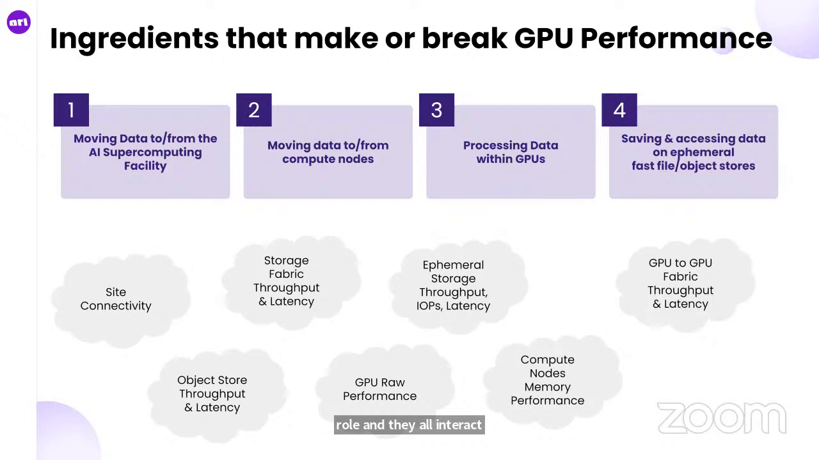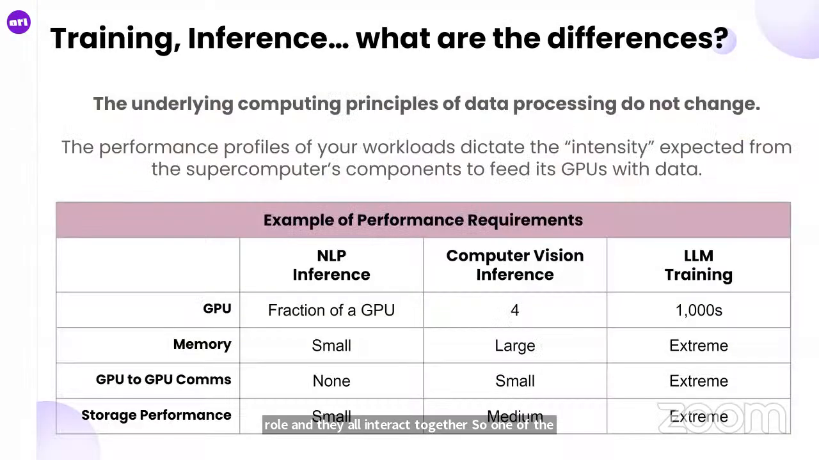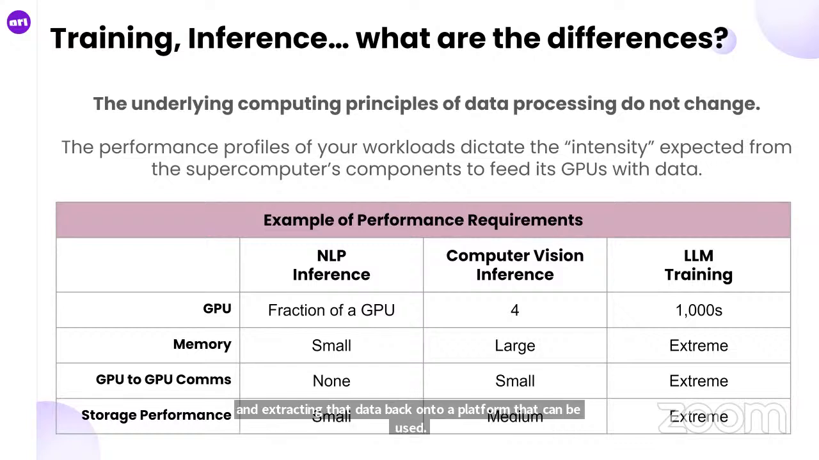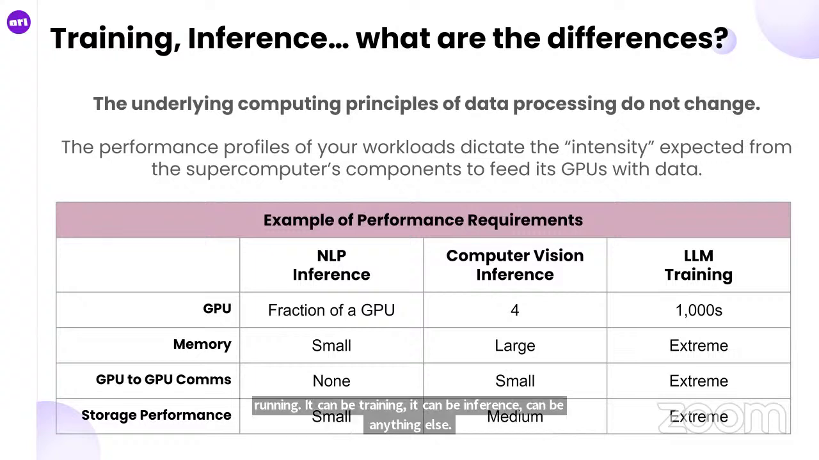So one of the questions that was raised when I presented this slide to some of my colleagues was, but what are you talking about here? Are you talking about training? Are you talking about inference? I'm actually talking about all of it, because I'm looking again at a supercomputer as a data processing facility. The type of workload does not really matter. The fundamentals of feeding data to the GPUs and extracting that data back onto a platform that can be used remains identical regardless of the workload that is running. It can be training, it can be inference, it can be anything else. It is exactly the same thing.